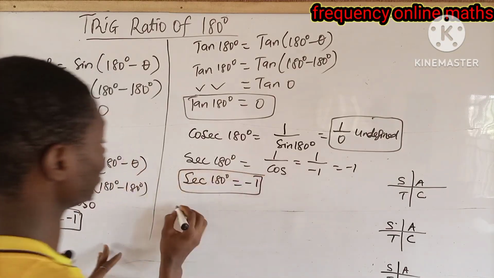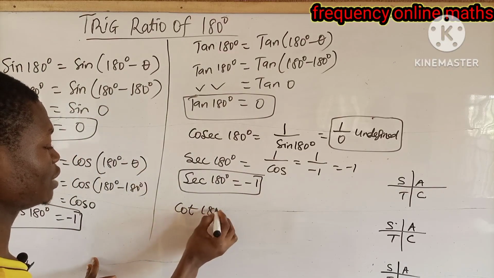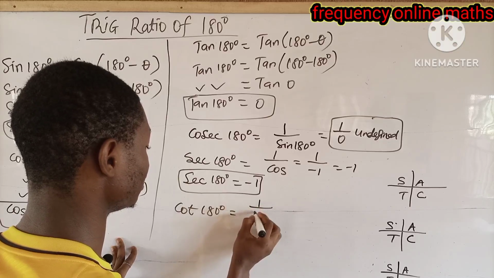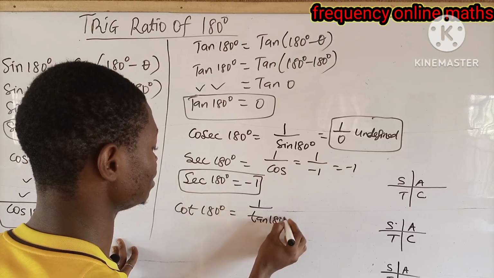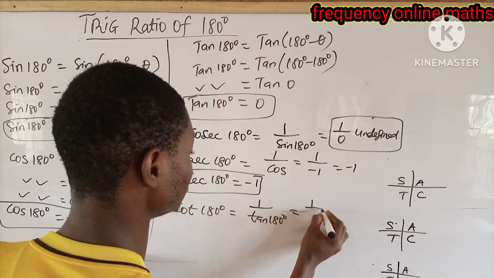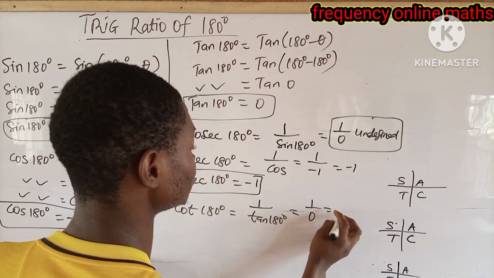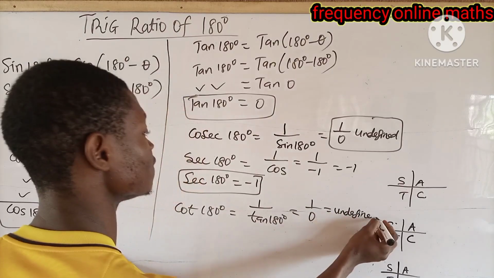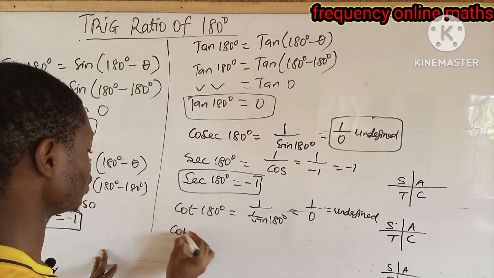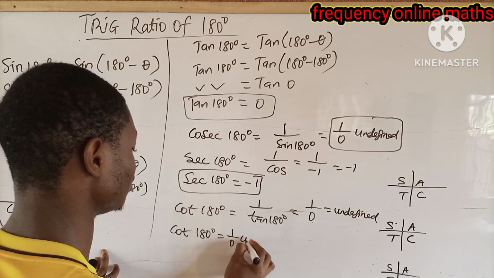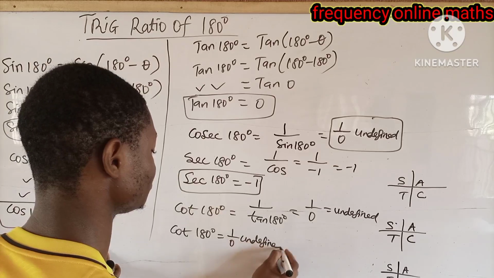That's the value. Now finding cot 180 degrees. Cot 180 degrees is equal to 1 over tan 180 degrees, which is equal to, our tan is 0, 1 over 0. So which is undefined. So cot 180 degrees is equal to 1 over 0, undefined.